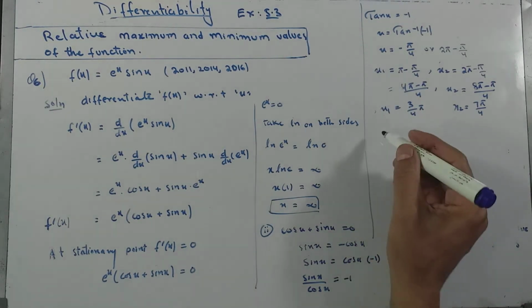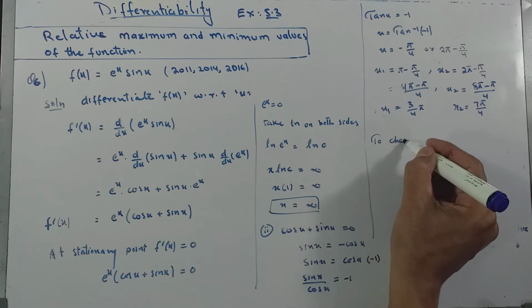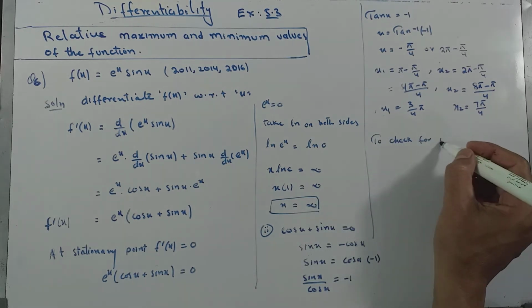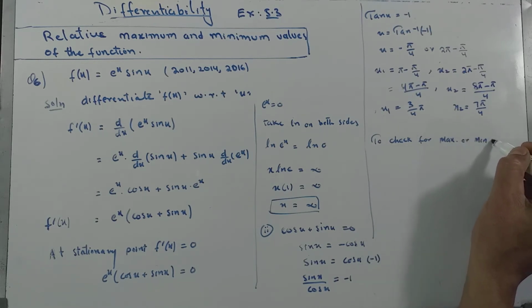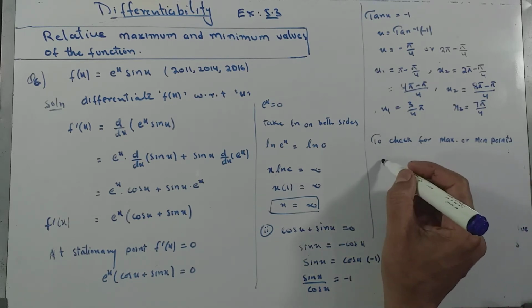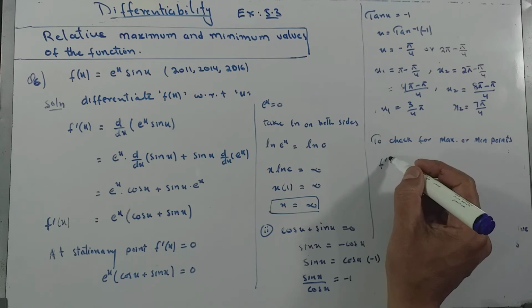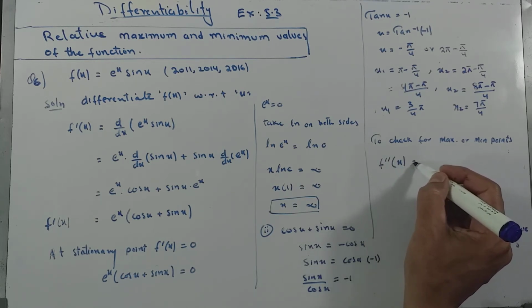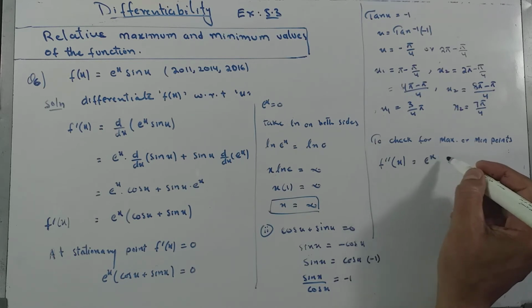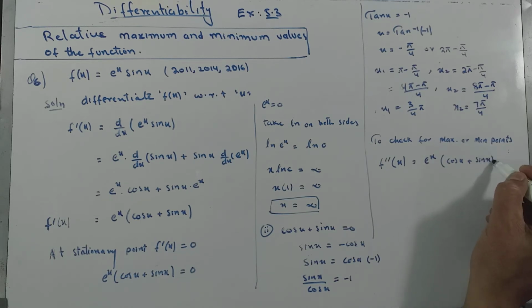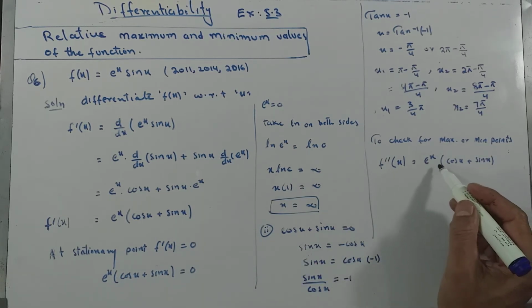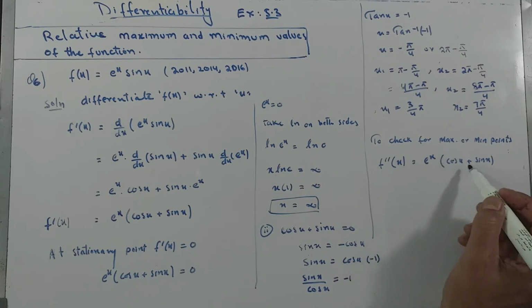To check for maximum or minimum points, we need to find the second derivative. The second derivative is equal to e^x into cos x plus sin x. Now these two are multiplying with each other again: e^x is multiplying with cos x plus sin x.